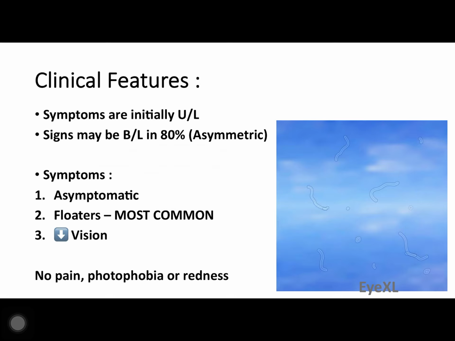The symptoms are initially unilateral. So the patient will notice symptoms in only one eye. But if you examine such a patient, you will find signs in both eyes in almost 80% of the patients. And these signs will usually be asymmetric. One eye will usually be affected more than the other. And usually it is the eye which is showing symptoms that will be worse affected.